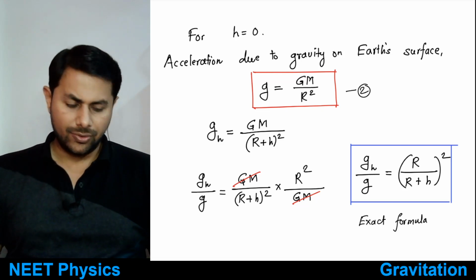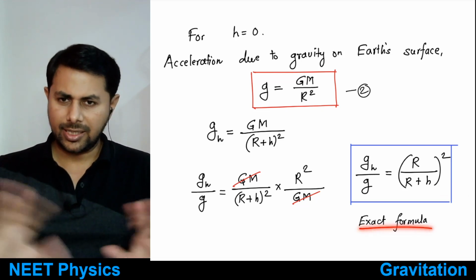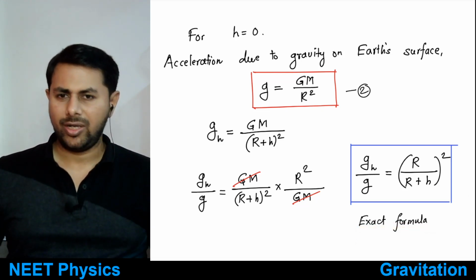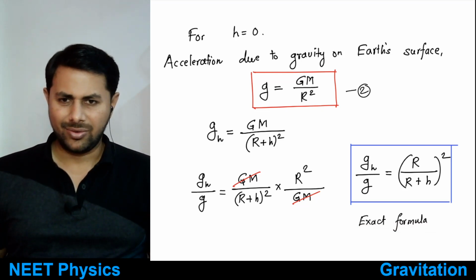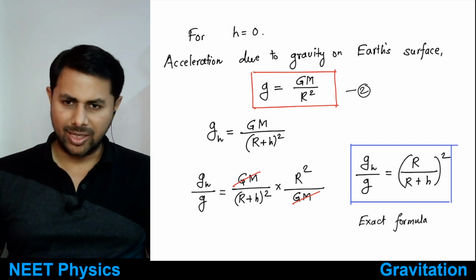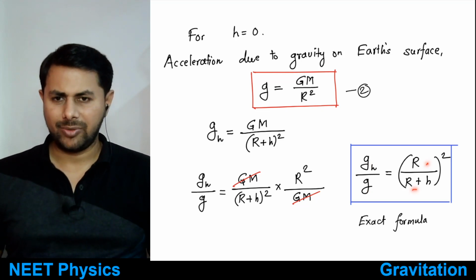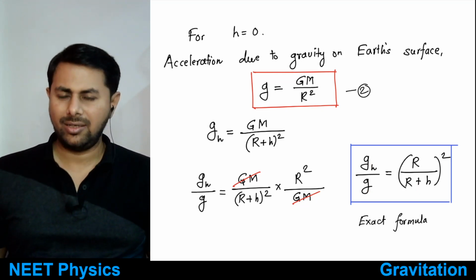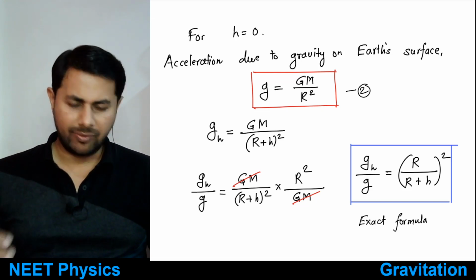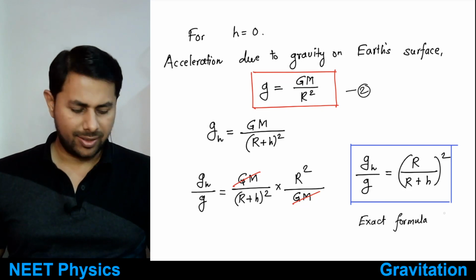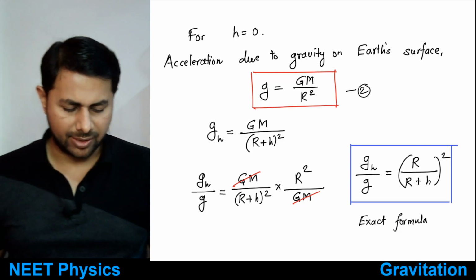All right, good. So now we need to remember this formula, and this is an exact formula in the sense that we ourselves have not done any approximation. So there is no approximation in this formula. So g_h upon g is equal to what? r divided by (r plus h) square. So we can use it for any height above the earth's surface.